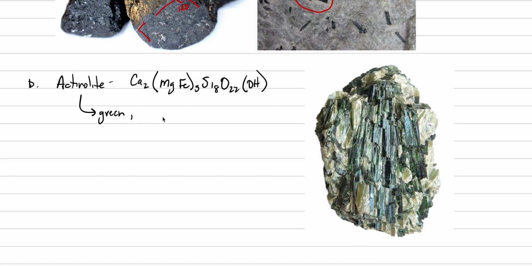Actinolite, I'd also like you to know that this is very common in metamorphic mafic rocks. So if you take a basalt and metamorphose it into a green schist, well, you could have epidote, which is green, serpentine, which is green, and actinolite, which is green. So this is a metamorphic mafic rock forming mineral.